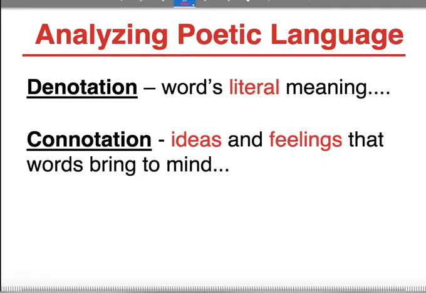So when we look at the language that a poet is using, different words have different meanings. And there's a connotation and a denotation to language. So those are two different things that are kind of tricky. When we're talking about a specific word, the denotation is the word's literal meaning. So if I were to look up that word in a dictionary, it would be the dictionary definition of that word. But at the same time, words have a connotation. A connotation is the ideas and feelings that the words bring to mind. So if I looked up that word in the dictionary, I might not necessarily get that connotation. I would get its denotation.